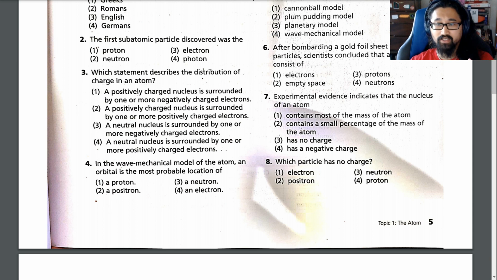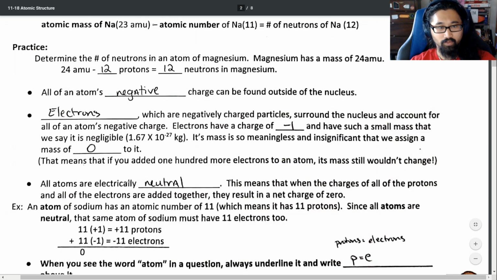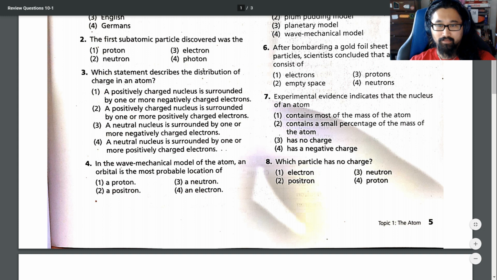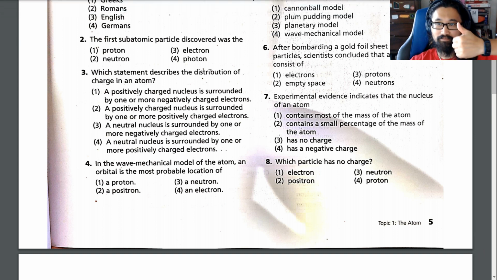Experimental evidence indicates that the nucleus of an atom... Again, if I go back and look at this, all of an atom's mass is in the nucleus. There it is. The nucleus of an atom contains most of the mass of the atom. That's it. It doesn't contain a small percentage. We said that it's positively charged, so choice 3 and 4 are just bad answers altogether.